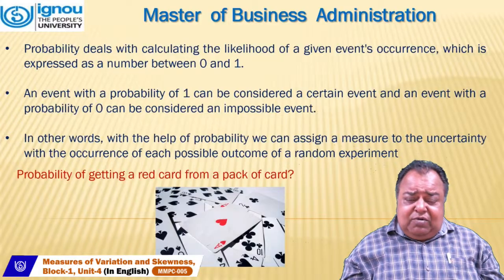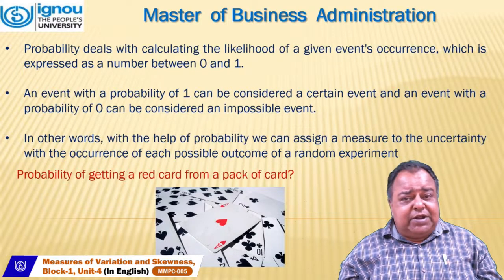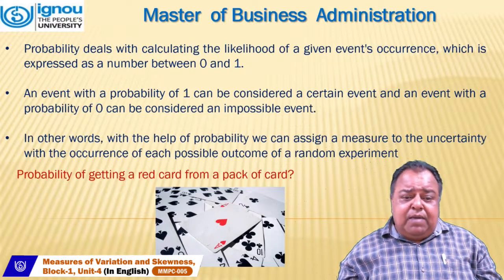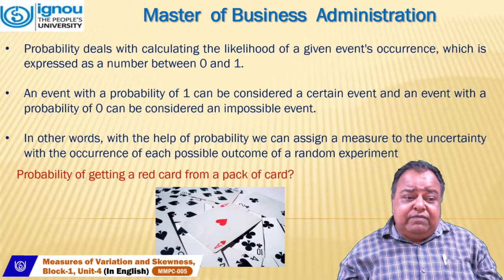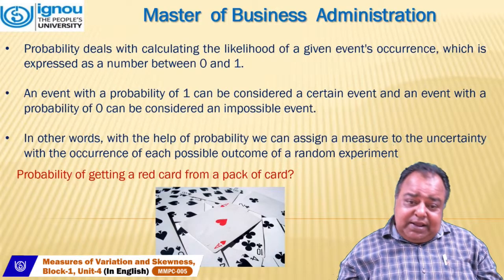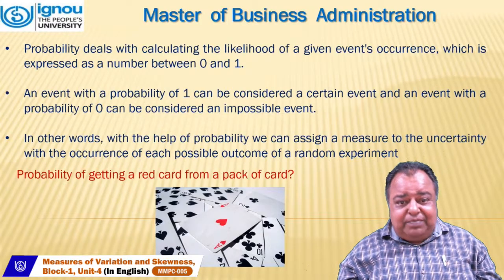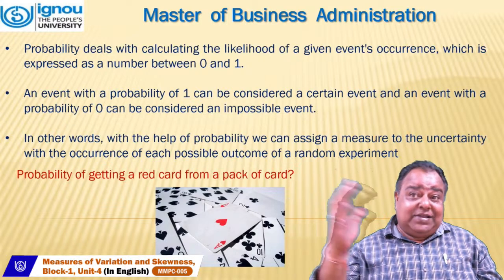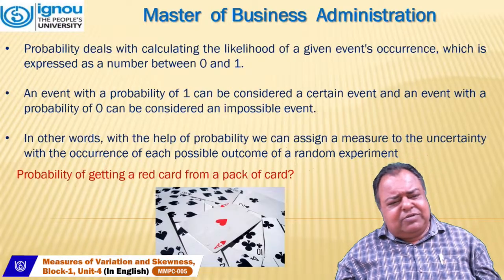Probability deals with calculating the likelihood of a given event's occurrence, which is expressed as a number between 0 and 1. An event with a probability of 1 can be considered a certain event, and an event with a probability of 0 can be considered an impossible event. Now the thing is that tomorrow the sun will come. Everybody knows it will come. But tomorrow it may rain. And the sun will come from the west, that is impossible. These are some of the cases we talk about in terms of probability.